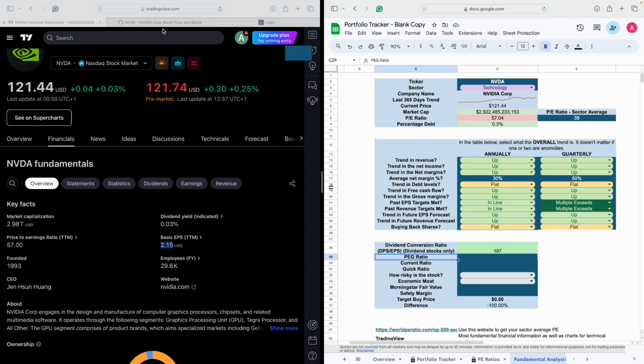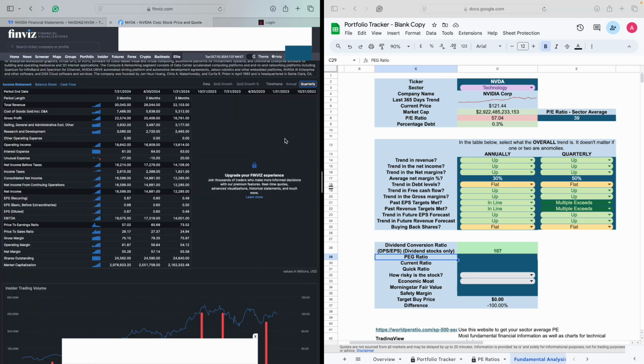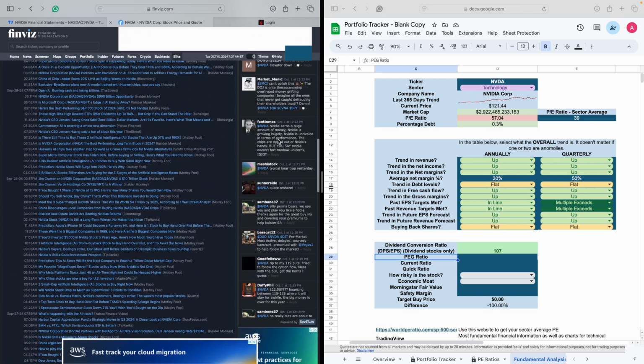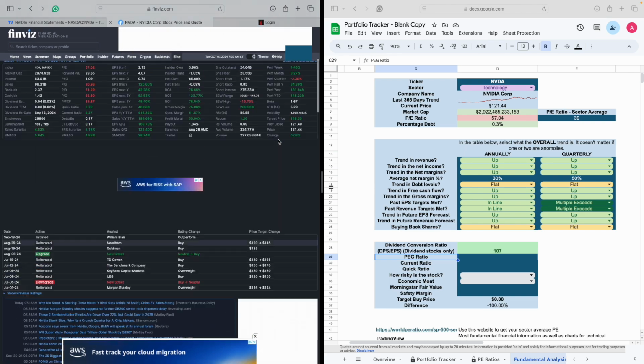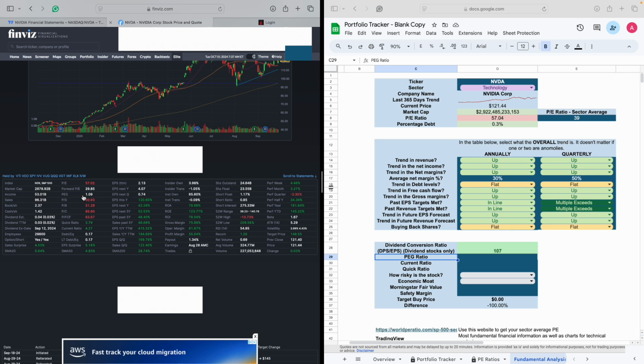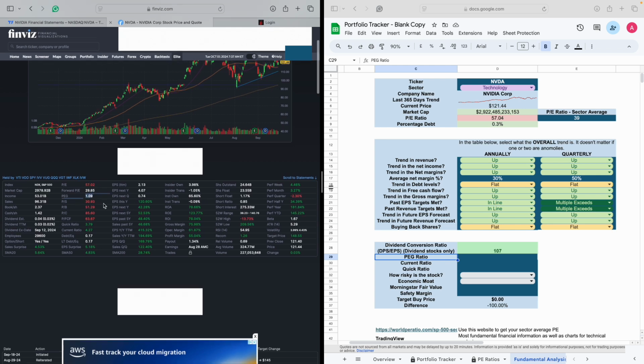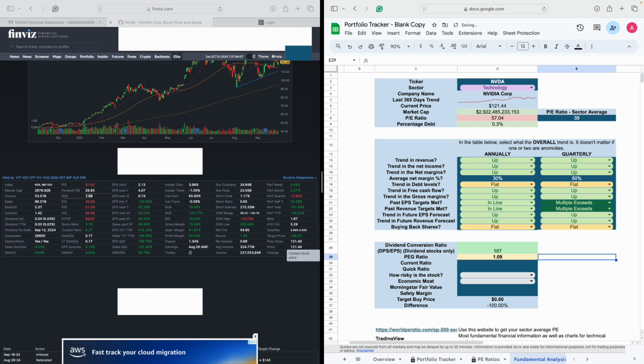The next thing is the PEG ratio. So anything less than 1 is very good. And if it's in the bull market, it's hard to find something less than 1. But if you can, then great. As you can see, the PEG ratio is 1.09. So it's not bad. Very good, actually. So I've put that here.